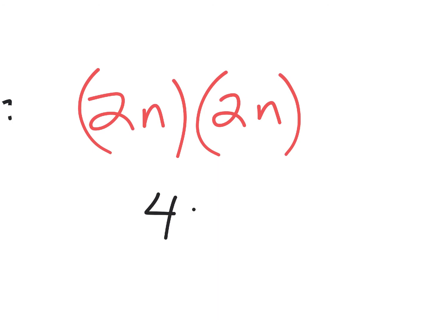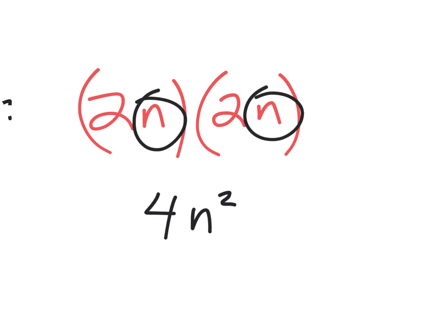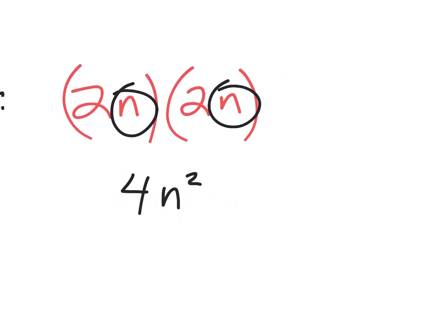So 4n squared was your answer. And if you just said n, it's not right. And it's a big difference. The 2 times the 2, that's easy. Then n times n makes your n squared. All right, so what if I had added them though?